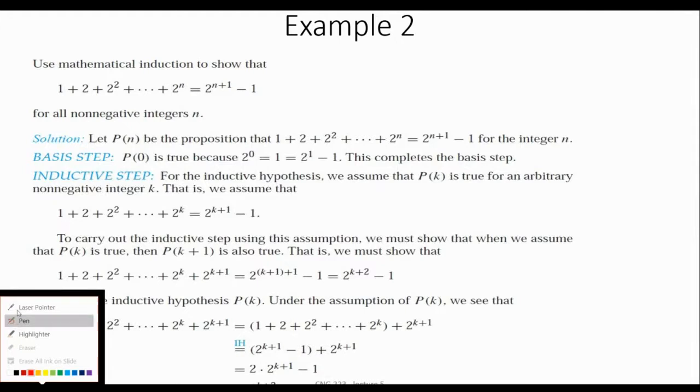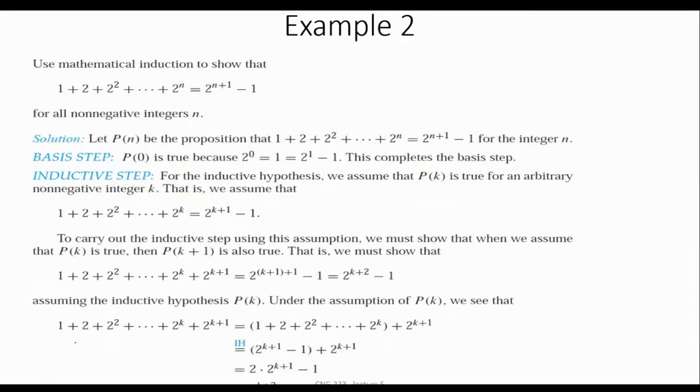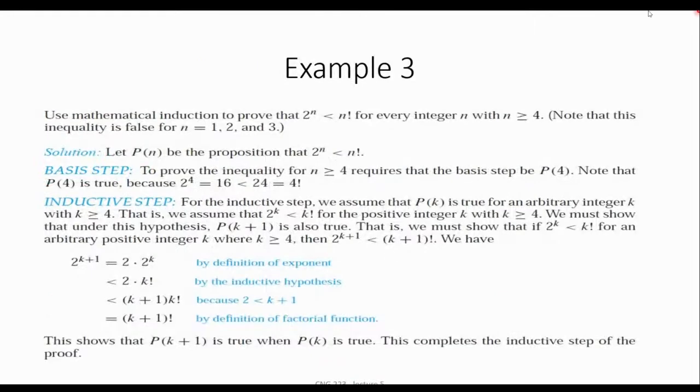So let me continue with the next example. Now, use mathematical induction to prove that 2 power n is less than n factorial. Now, instead of equality, I have less than. For every integer n with n more than 4. So it means that my starting point is not 0, it's not 1, this is 4. So it's given to me from the beginning.